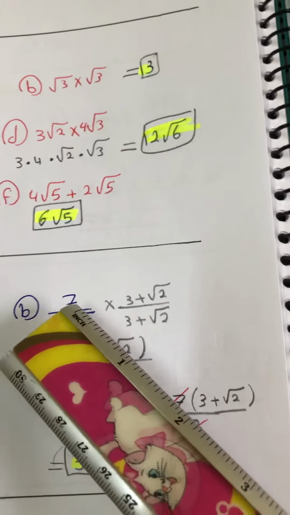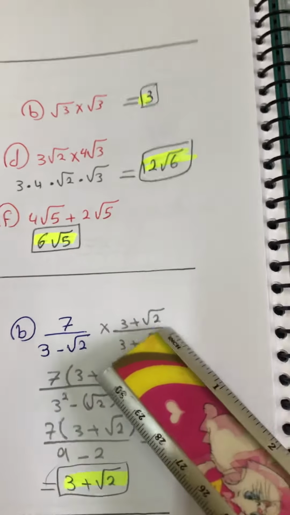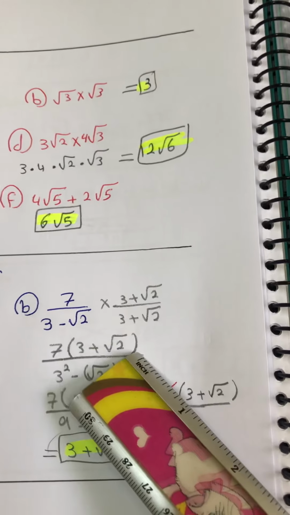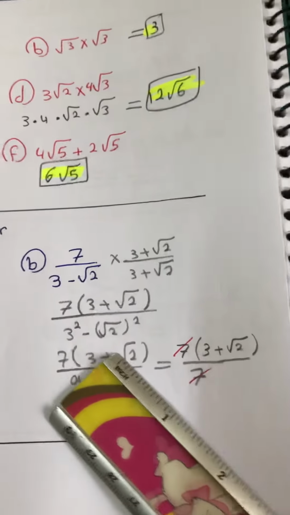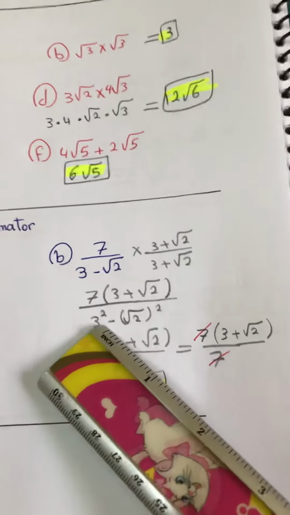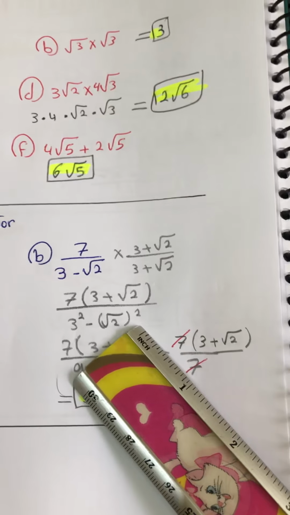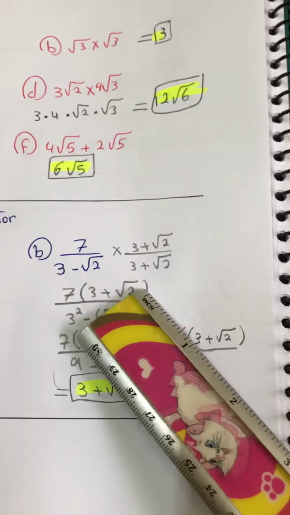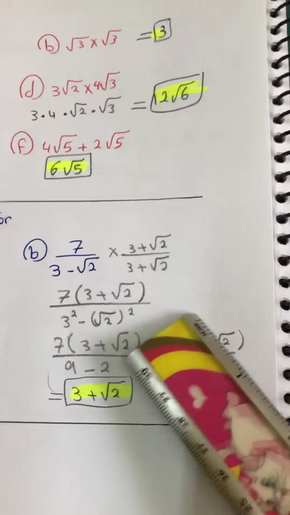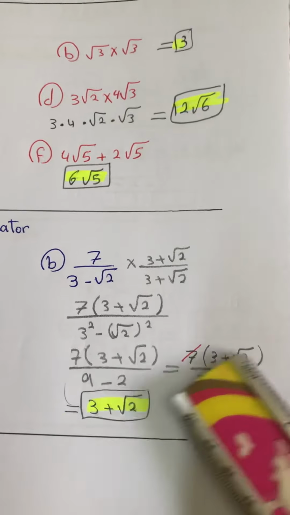What about the numerator? 7 multiply open brackets 3 plus square root of 2. So 7 multiply 3 and 7 multiply square root of 2. I said to you when I explained this lesson, don't distribute, okay? Rationalize the denominator, collect the numbers in the beginning, and finally start to distribute. Because as you see here, we have 7 up and 7 down, so we can cancel them with each other. That gives me 1. And what's left? 3 plus square root of 2.